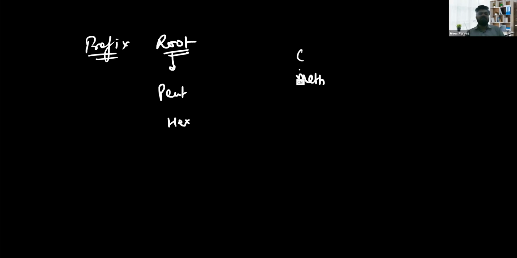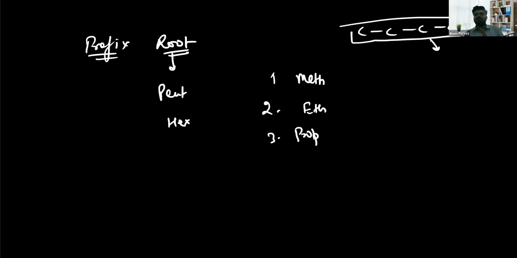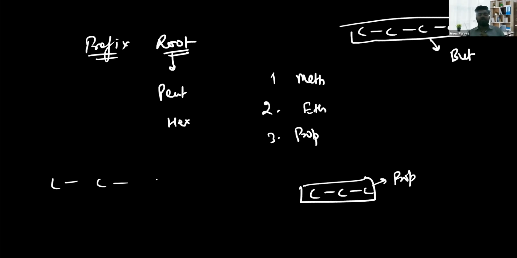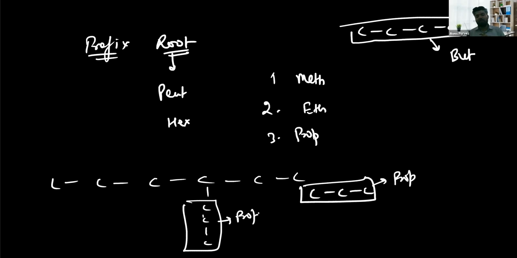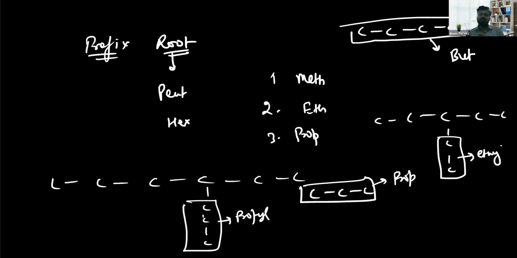So this is the number of carbons. If it is 1 carbon, then meth. If it is 2 carbon, then eth. If it is 3 carbon, then prop. If you have selected 4 carbon, then the root will be but. If we have a 3 carbon main chain, then it will be prop. But if we have a 3 carbon branch, then this will be considered as propyl. If we have a 2 carbon branch, then it will be considered as ethyl. Ethyl means eth if it is only the main chain, and if we have a branch, then yl will be added: ethyl. So please note it down here.